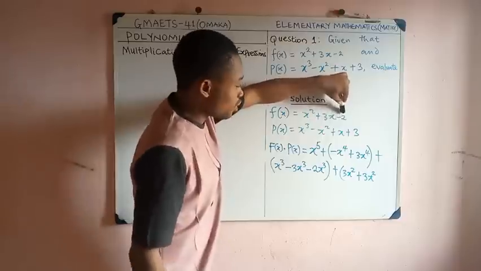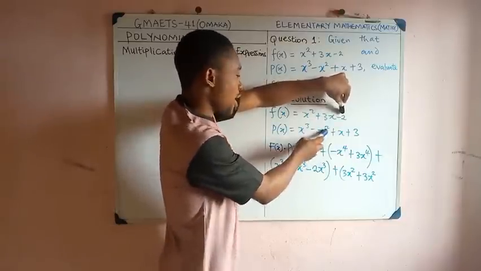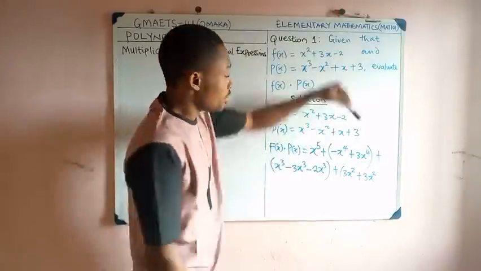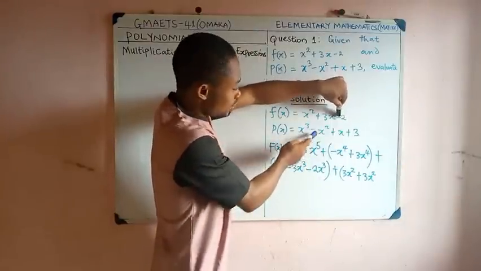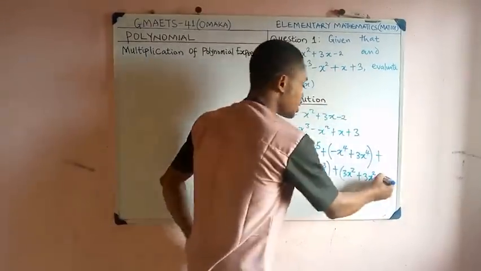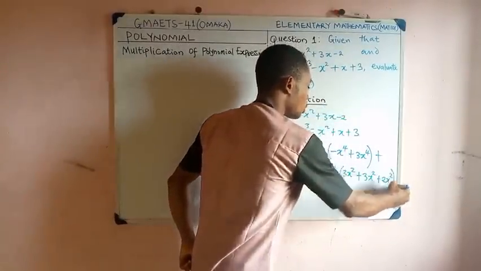Then we pick this term, now minus 2. Minus 2 can multiply this minus x squared to give us x raised to power 2 term. This is minus, this is minus. So minus 2 times minus x squared, we change to plus 2x raised to power 2. We are done with that.